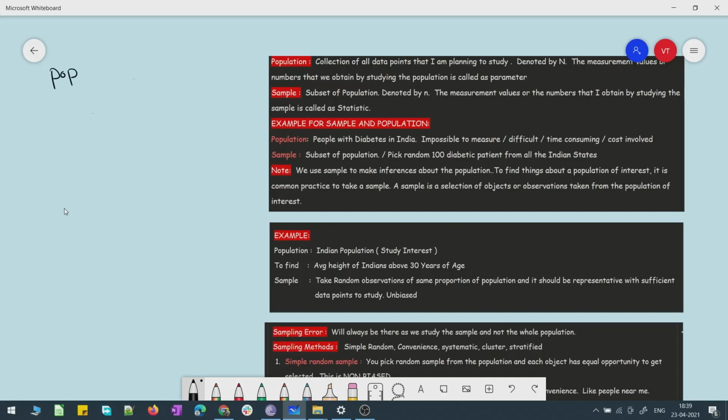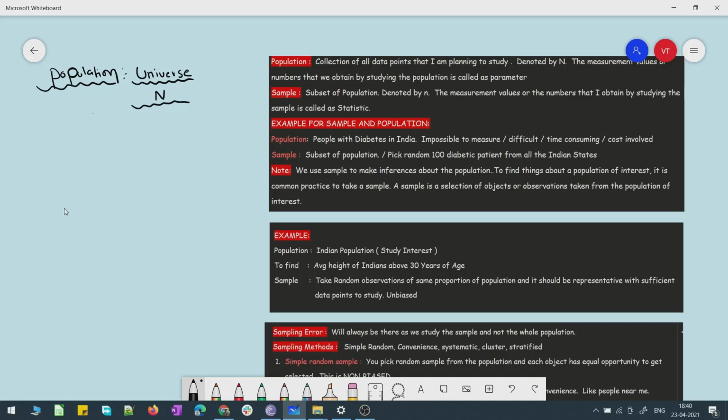Population is any data point that I'm planning to study. All the data points that I'm planning to study are referred to as a population. It is nothing but the universe, which means that it is the mother of all data sets that I'm planning to study. It will have all the data points in it. That's what is referred to as population. And it is denoted by the capital letter N.